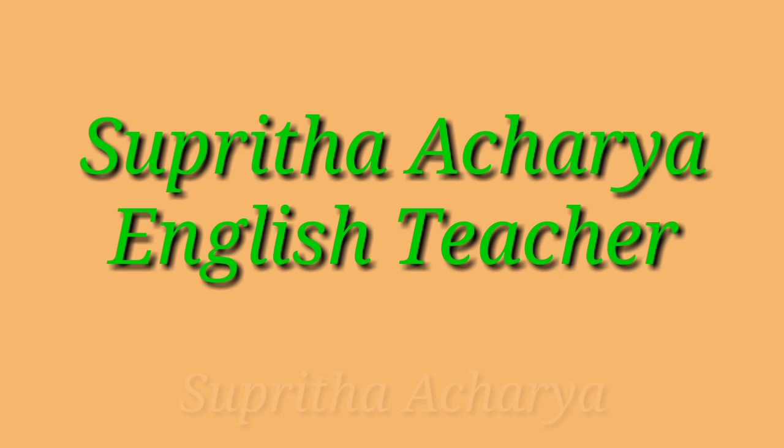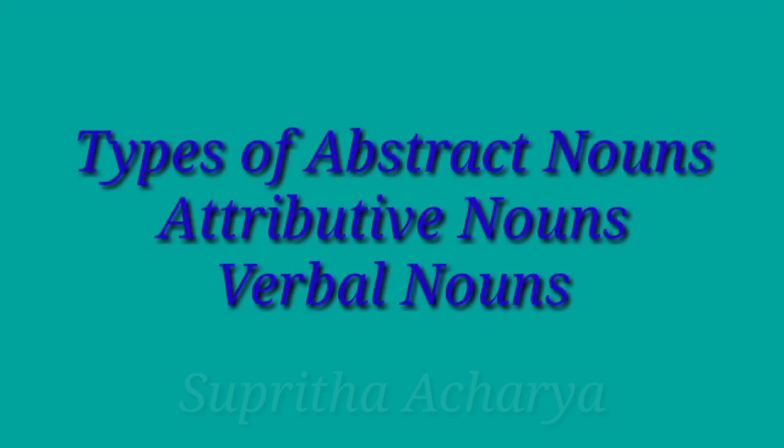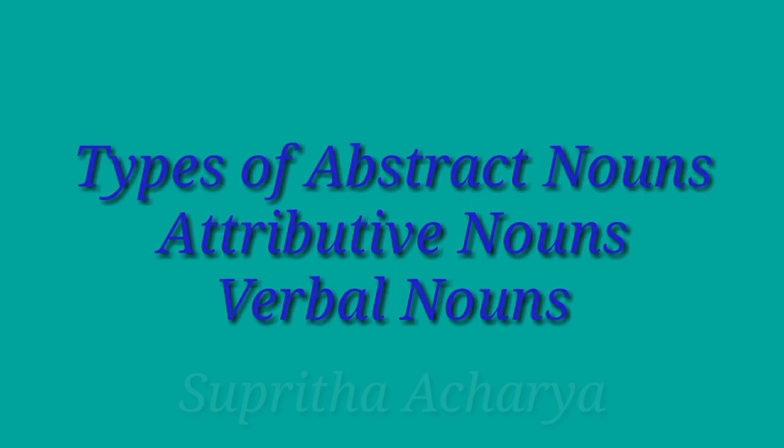Dear students, in the previous class, you learnt about noun and types of the noun. Today, let us learn about types of the abstract nouns. Let me explain types of abstract nouns. Abstract nouns can be of two types: attributive nouns and verbal nouns.